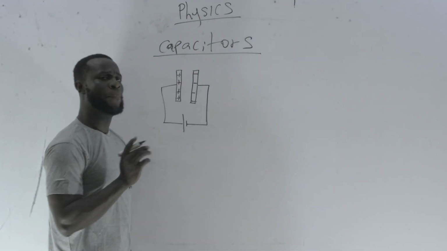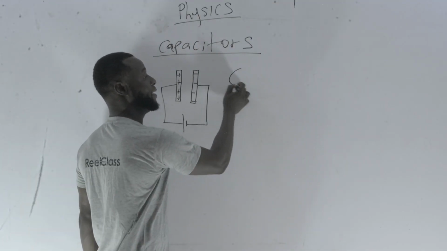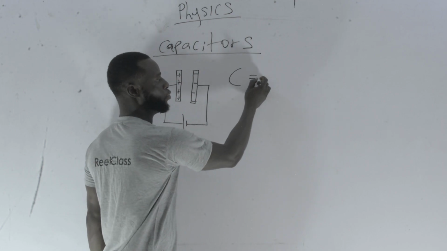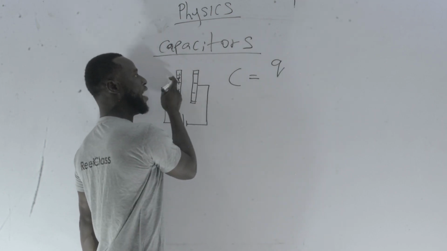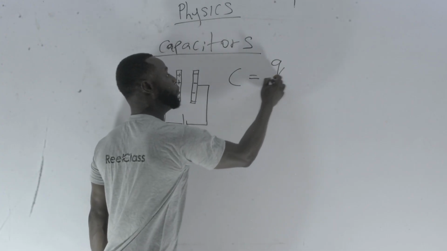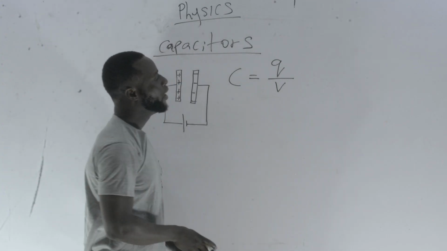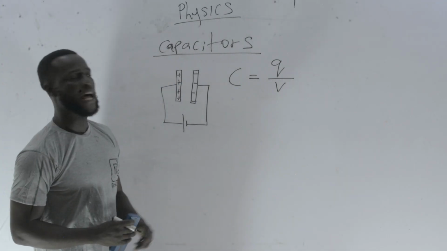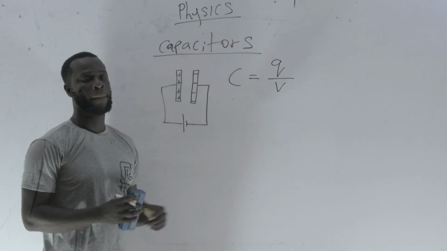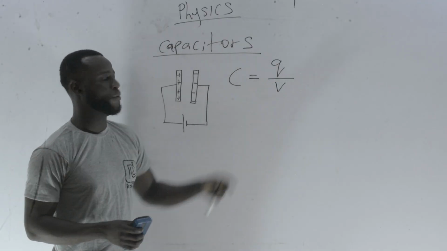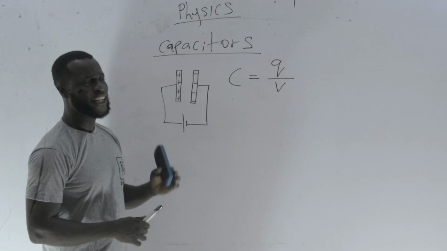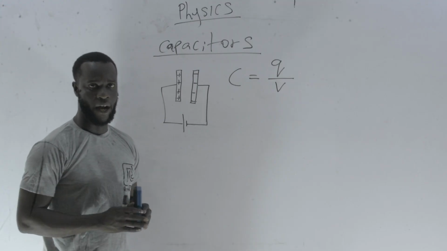Mathematically, the capacitance of a capacitor C is equal to the charge stored at either of these plates divided by the potential difference between the plates. This is how a physicist sees the capacitance of a capacitor. It is charge divided by potential difference. And the unit of capacitance is measured in farad.